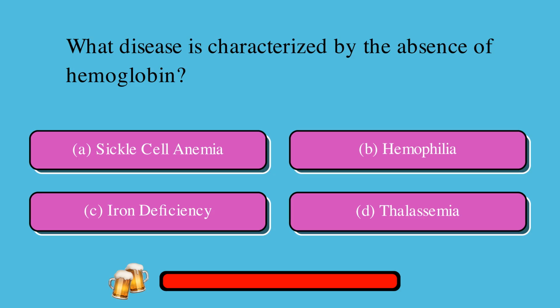What disease is characterized by the absence of hemoglobin? A, sickle cell anemia, or B, hemophilia, or C, iron deficiency, or D, thalassemia? The correct answer is D, thalassemia.